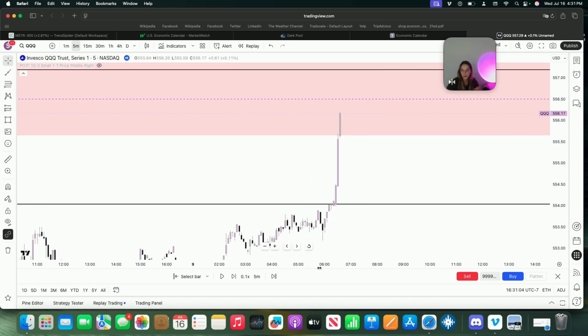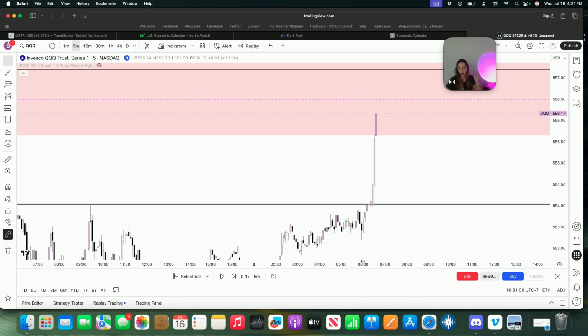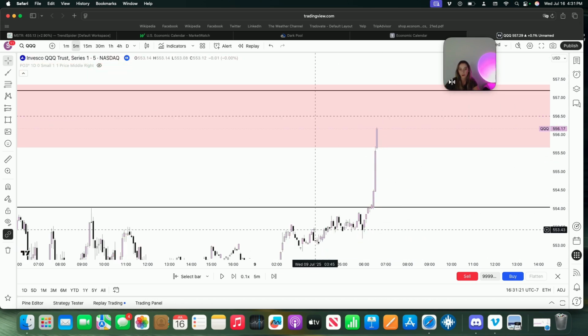Would I enter this move? Most likely not, because I like to wait for a little bit more confirmation. And if we make a move right off of market open, then I like to see a retest of our level and a continuation up. So when we get a strong move like this, I'm normally not going to try to get in and chase the move because that's what leads to losses.